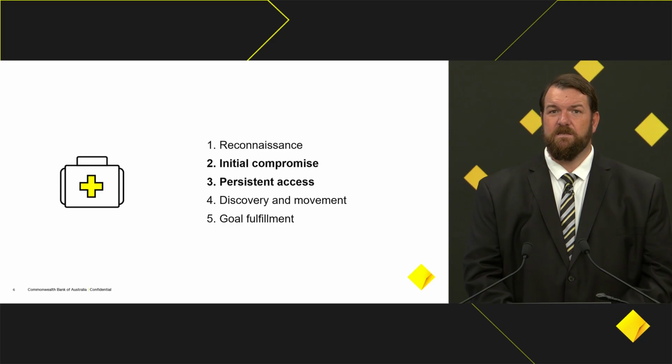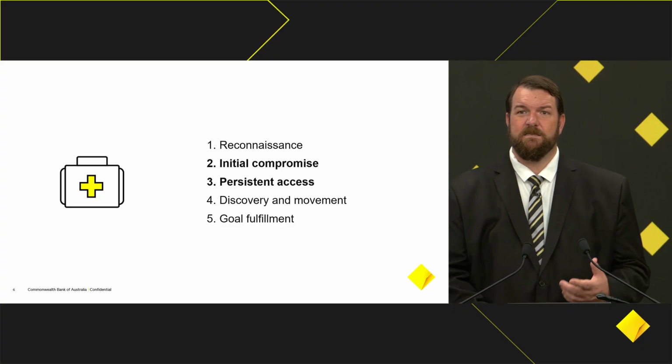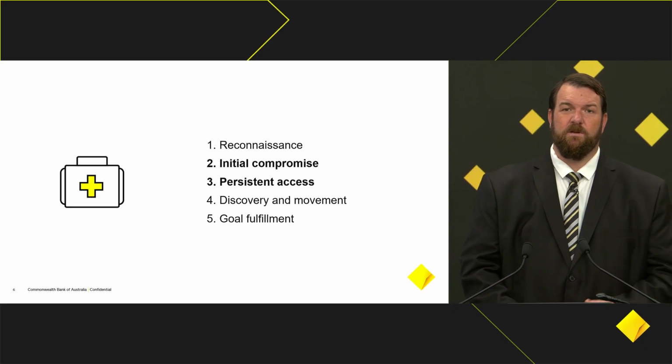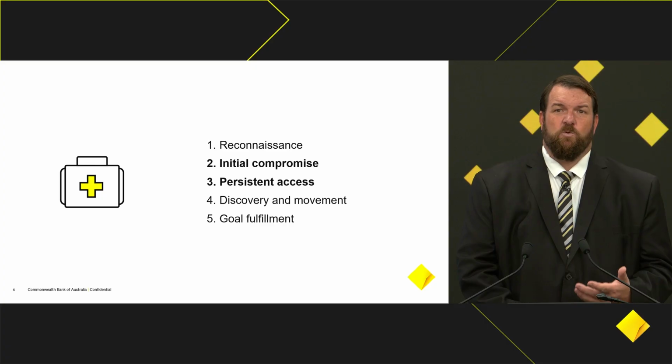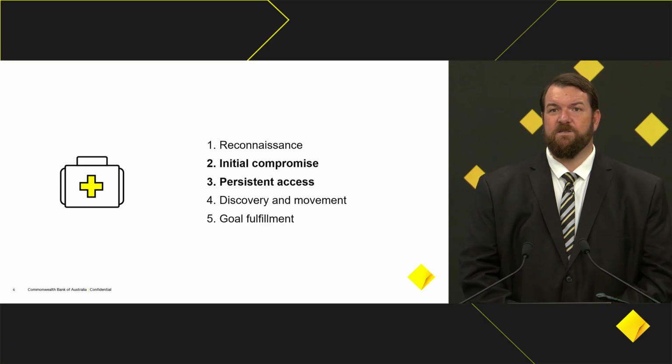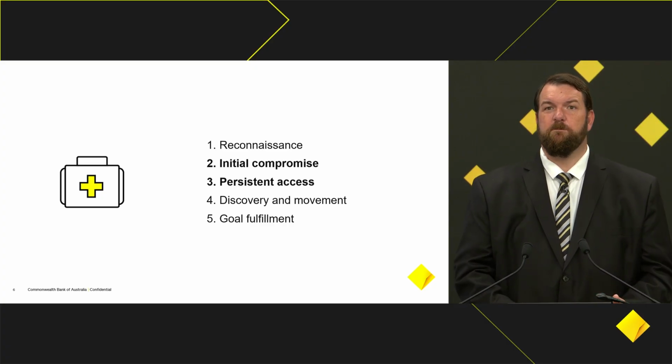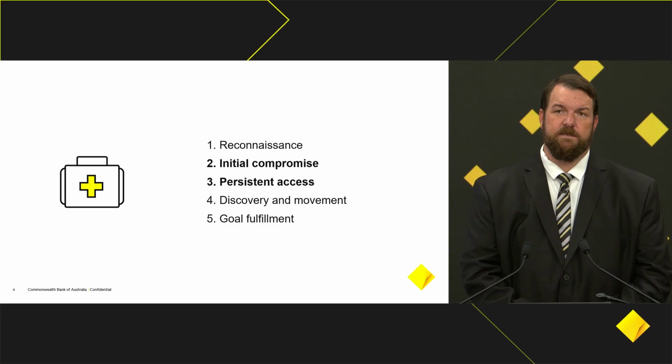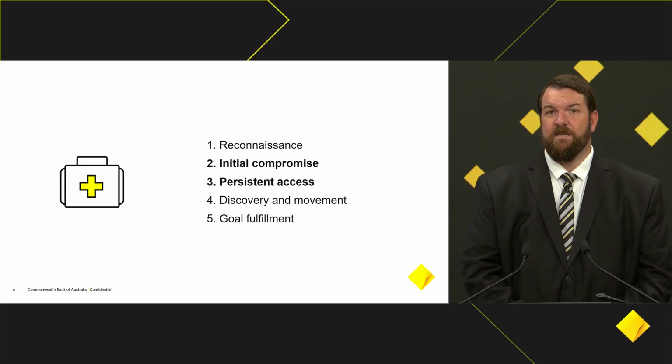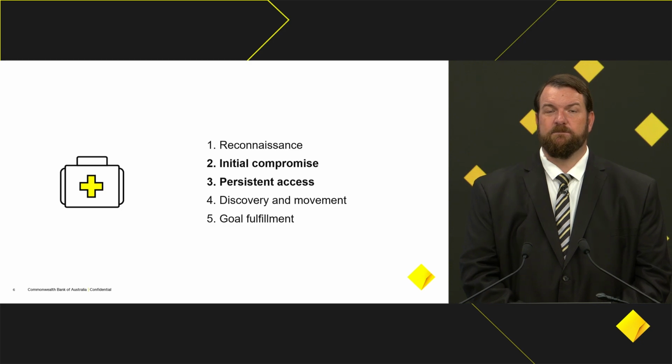Next is initial compromise and persistent access. During this phase, an attacker uses the information they've collected in the reconnaissance phase to launch an attack through their target's employees, technology or suppliers. For example, they might exploit an unpatched software vulnerability, such as a bug in a particular version of an operating system, discovered through their technical reconnaissance because updates haven't been applied in a timely manner.